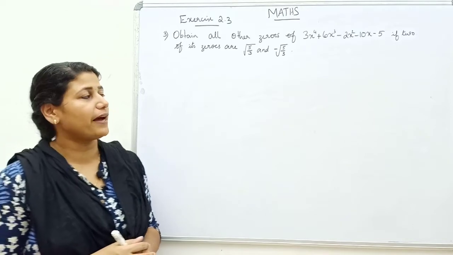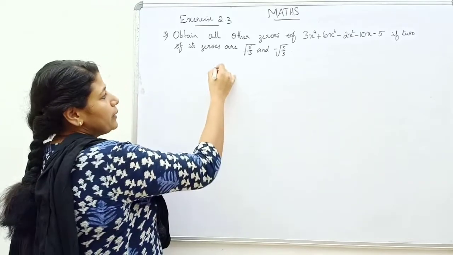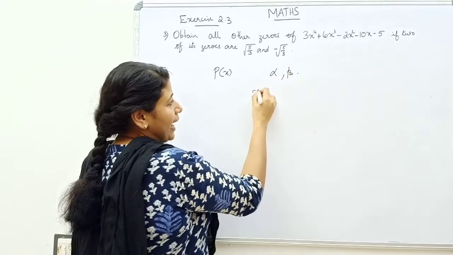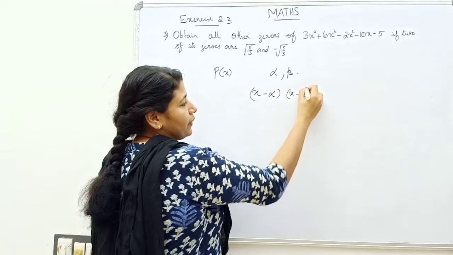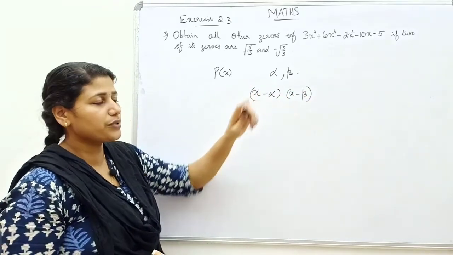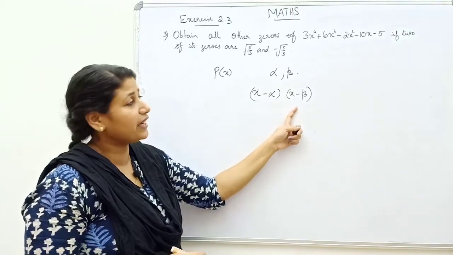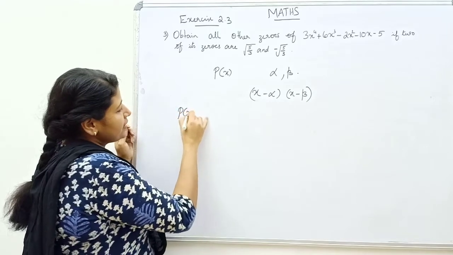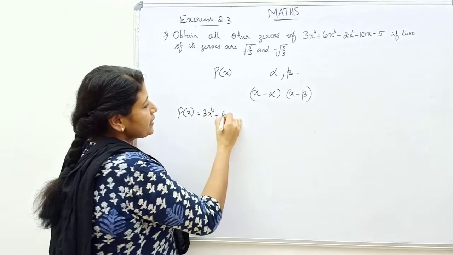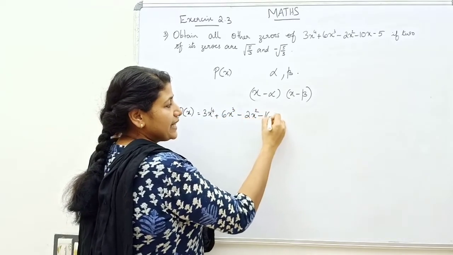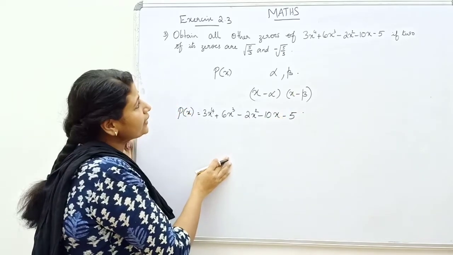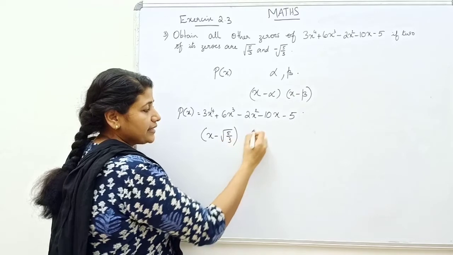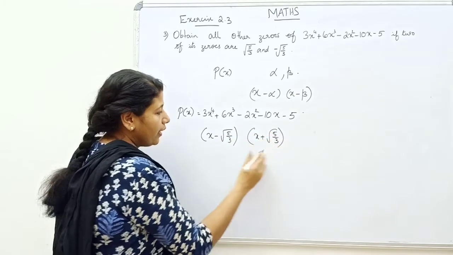So you have already studied the factor theorem, remainder theorem and all, isn't it? If you have a polynomial p of x, and if you have two zeros like alpha and beta, then x minus alpha and x minus beta are the factors of this p of x. So how can you write these zeros, root 5 by 3 and negative root 5 by 3? You have been given the polynomial p of x as 3x raised to 4 plus 6x cubed minus 2x square minus 10x minus 5, and two zeros also. So we can write the factors as x minus root 5 by 3 and x plus root 5 by 3. These both are the factors of this p of x.